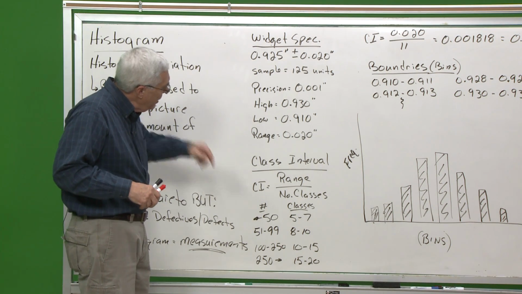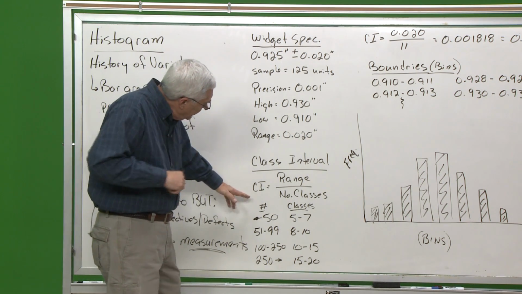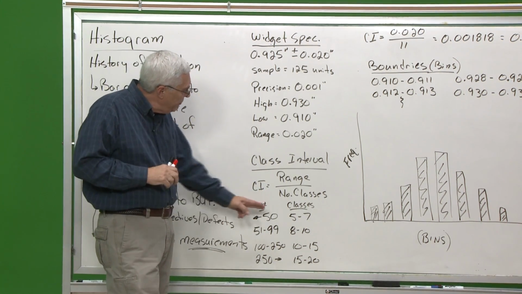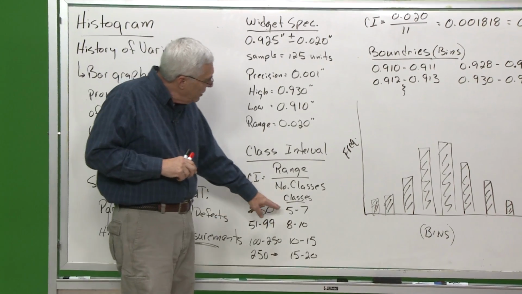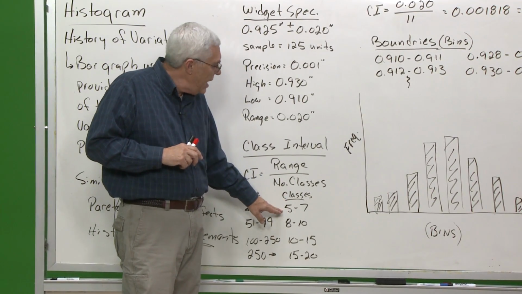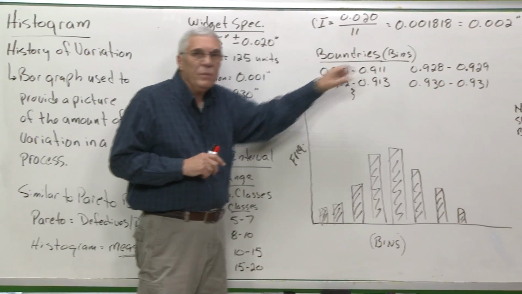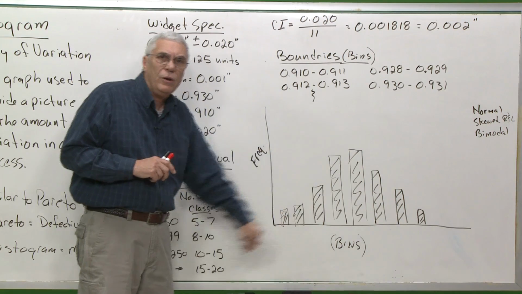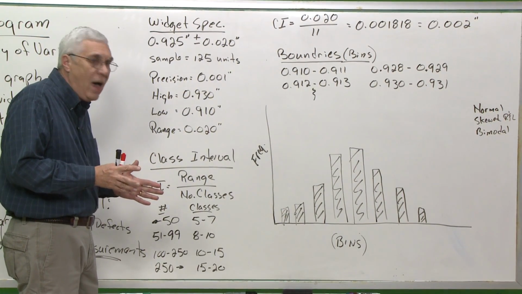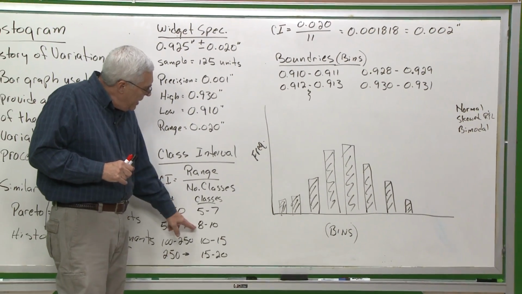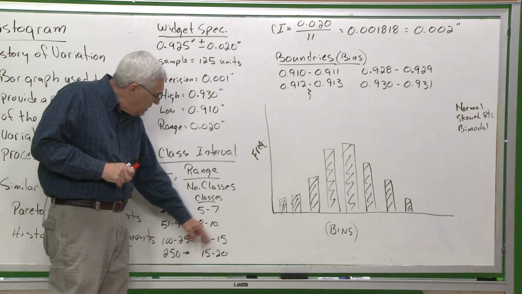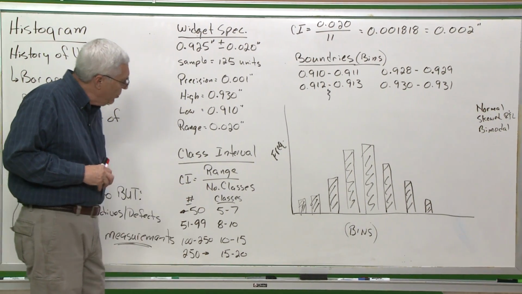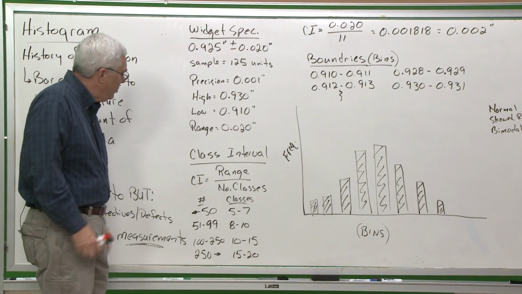I go to a chart, and you've got one of these on the Blackboard site, and it gives me the number of samples and the number of classes. So if I have 50 or fewer samples, I'm probably going to use 5 to 7 classes. And remember, classes is synonymous with bins. If I said I'm going to have 7, that means there's going to be 7 bars on the chart. Each bar is going to represent a bin or set of values. 51 to 99 samples, 8 to 10 classes; 100 to 250, 10 to 15; 250 and up, 15 to 20. This is a guideline or rule of thumb for how many classes or bins you're going to have.